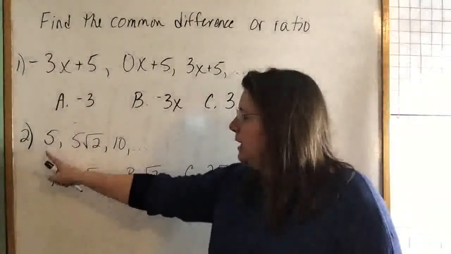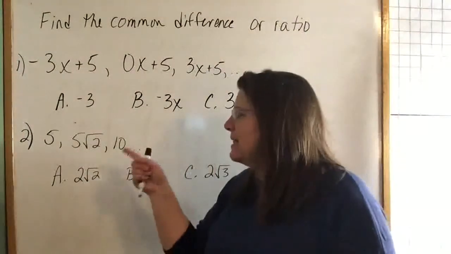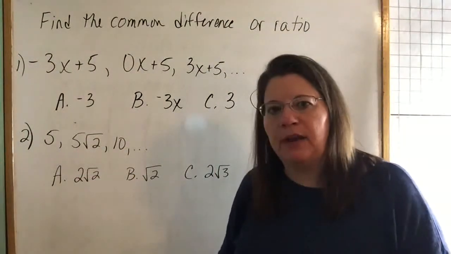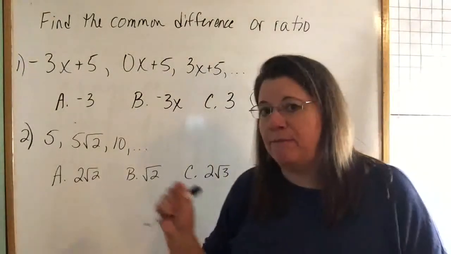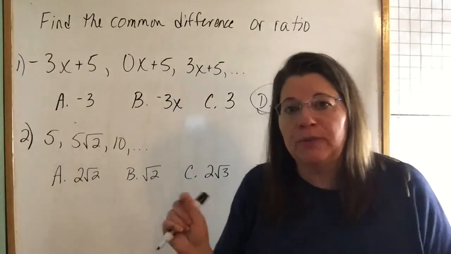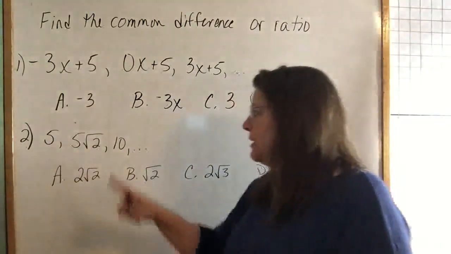For this one, we've got 5 and 5 square root of 2. Well, we can't say that we're adding square root of 2 there. That doesn't make sense. If we were adding the square root of 2 to 5, that would be 5 plus square root of 2, because they're not like terms. So we have to have multiplied here to get to the next term.